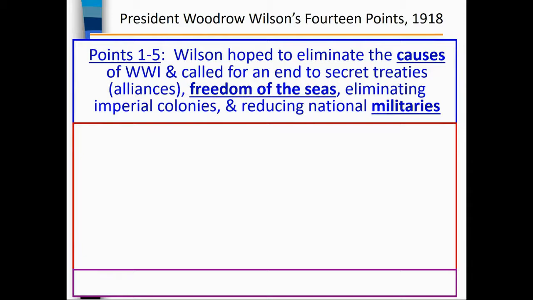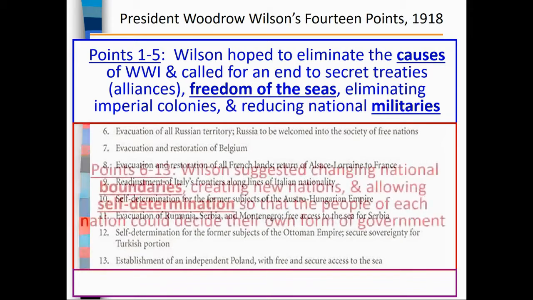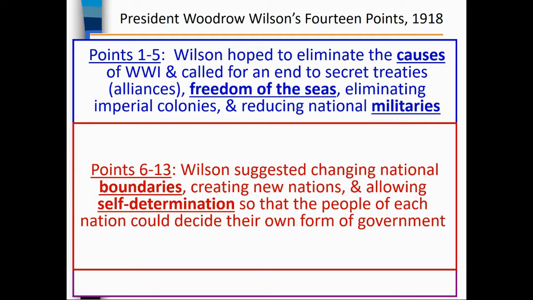Points 1 through 5, Wilson hoped to eliminate the causes of World War I and called for an end to secret treaties or alliances, freedom of the seas, eliminating imperial colonies, and reducing national militaries. Points 6 through 13, Wilson suggested changing national boundaries, creating new nations, and allowing self-determination so that the people of each nation could decide their own form of government.